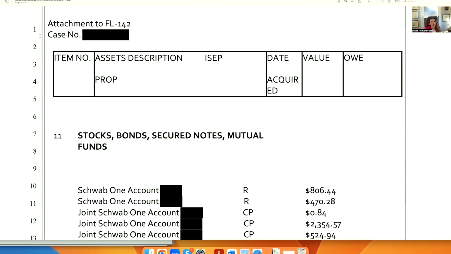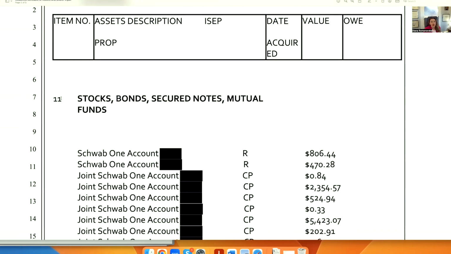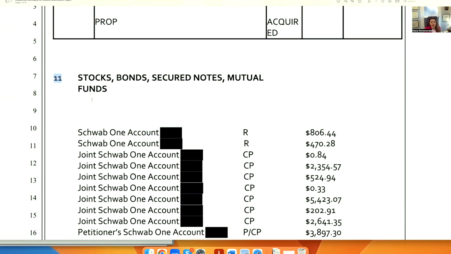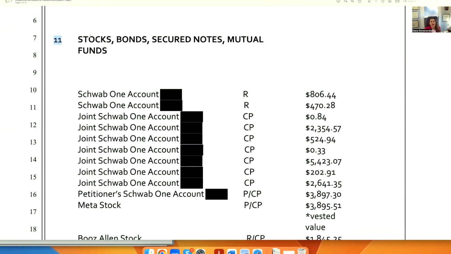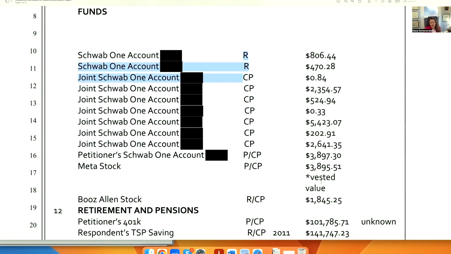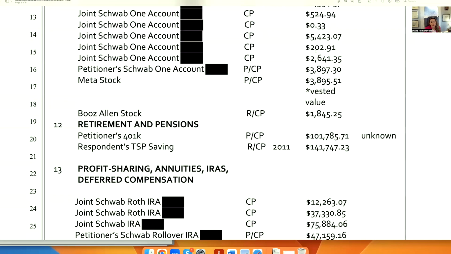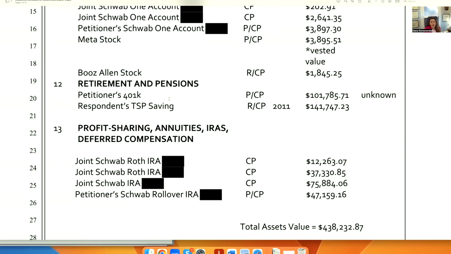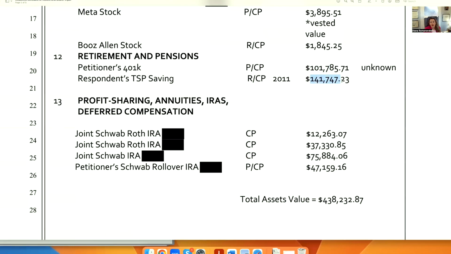Attachment FL142, case number, item, and then the number corresponding to where we said it is attached. And here, all the stocks, bonds, secured notes, mutual funds. We describe them here. I would skip this middle part again and just go over the value of each account. Number 12, retirement 401k, the same: how much is in the account.